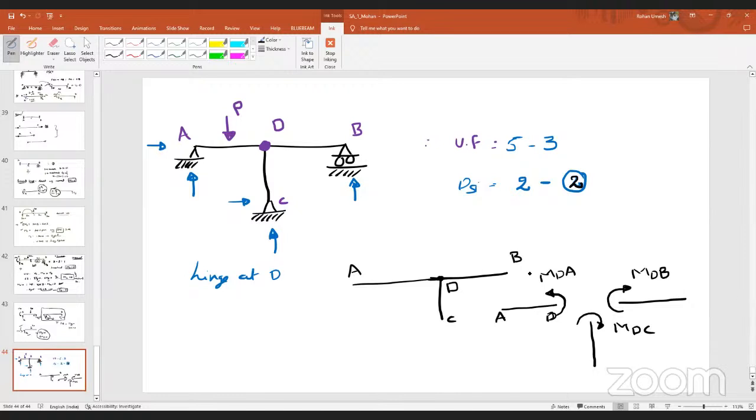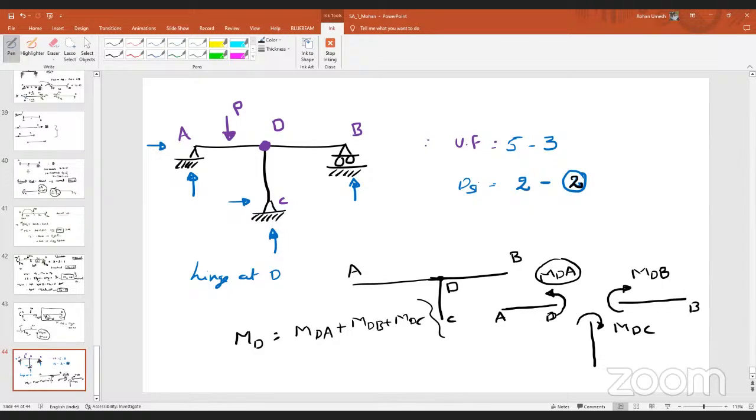Now, MDA, is this moment in the element or moment in the joint? MDA is nothing but a moment in the element AD. Similarly, MDB is nothing but a moment in the element DB. If I ask you, what is the moment at point D? What is the moment at the joint? All 3 moments. It will be nothing but the moment at D towards A plus moment at D towards B plus moment at D towards C. Is it right? Yes, sir.